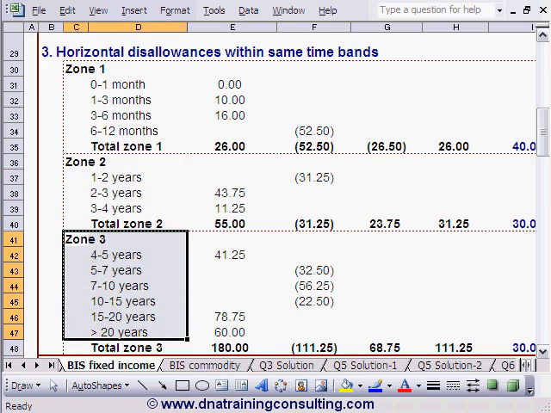Each maturity bucket, as you can see, is further subdivided into mini buckets of successively longer maturities, appearing in column D right under the bucket's name. Thus, Zone 3, for example, is further subdivided into 6 mini buckets, listed in these cells D42 to D47, and so on for the other 2 buckets above.